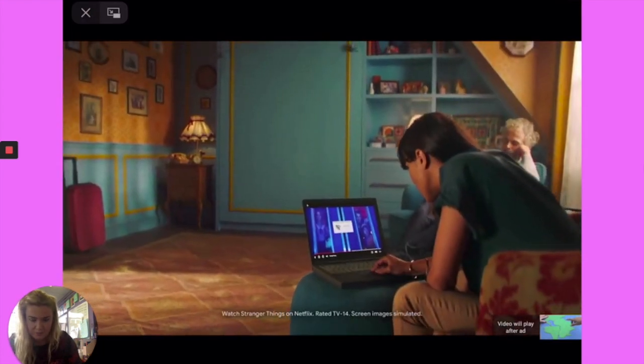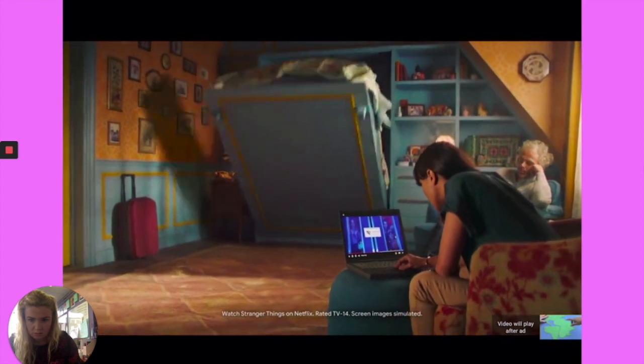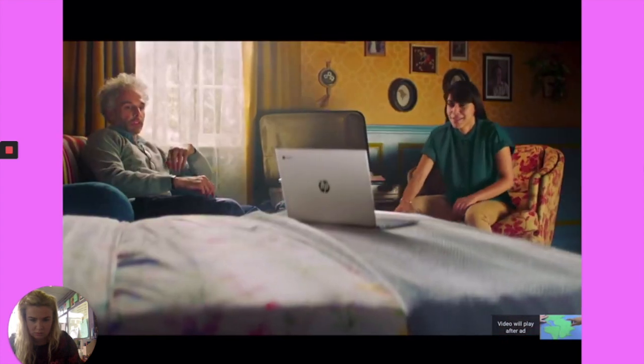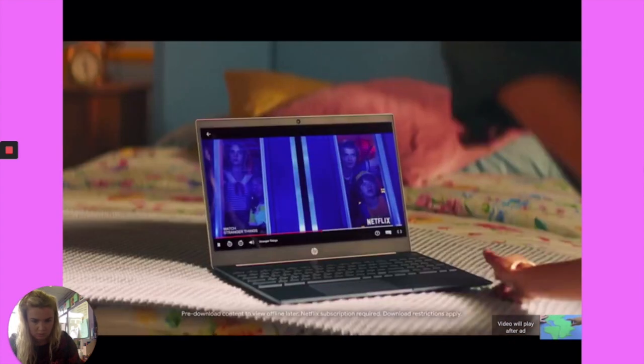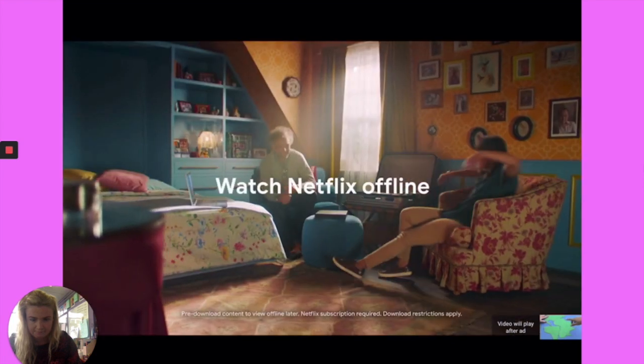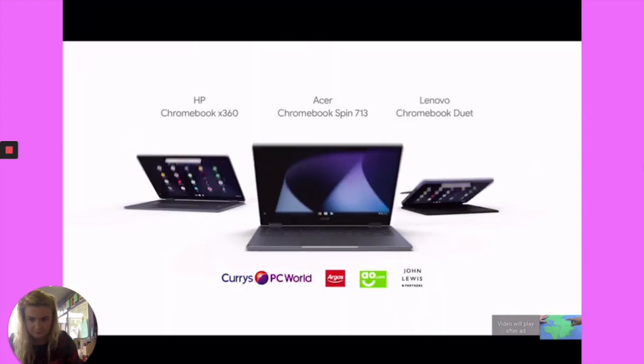Uh-oh, no Wi-Fi at your in-laws' house. It's switching time to a Chromebook. And now it's Netflix time. Watch Netflix offline. Switch to Chromebook.